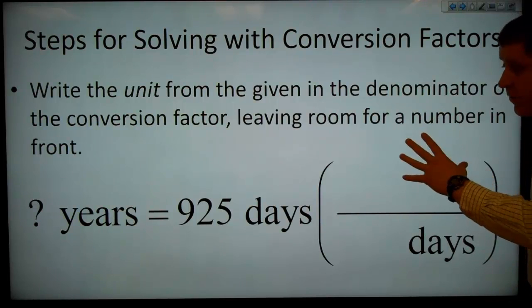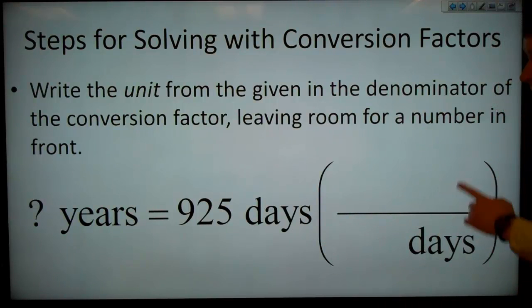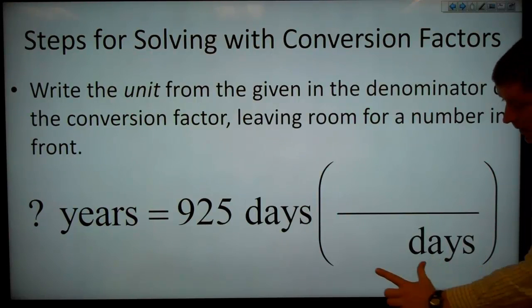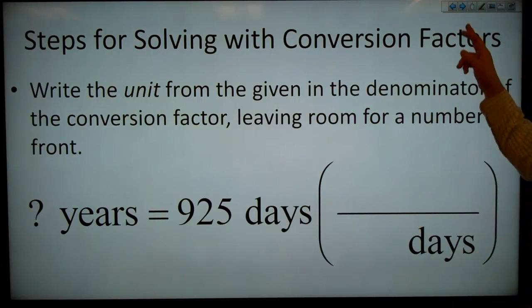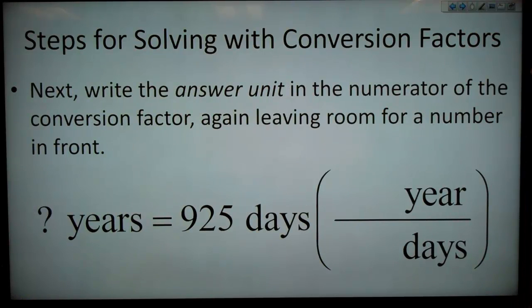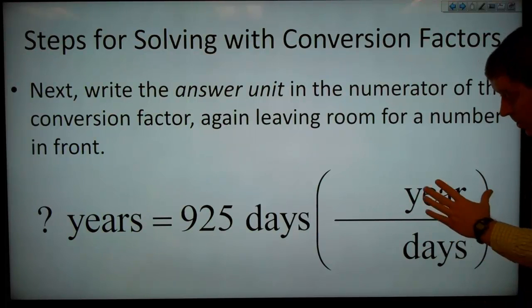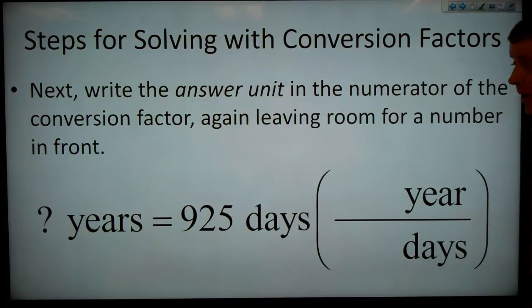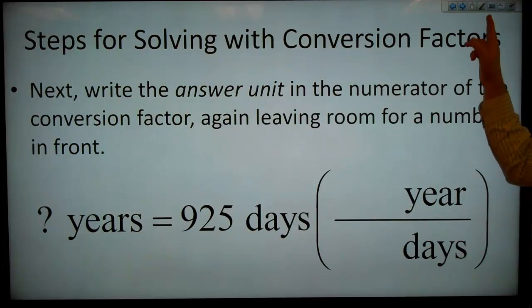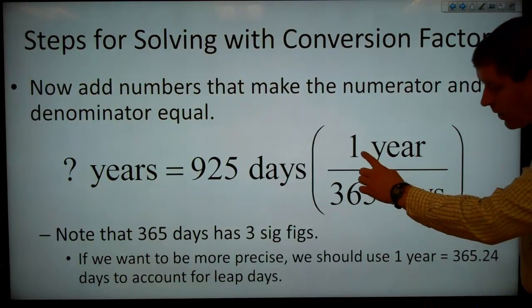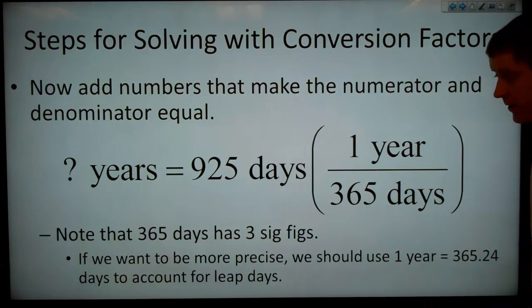So now we're going to write the unit from the given, the days, in the denominator of our conversion factor. And again, we're going to leave a space to write a number in front of it. Now we're going to write our answer unit, the years that we have over on the left side of the equal sign, on top in the numerator, again leaving room for a number. And now we want to add numbers that make our numerator and denominator equal. So we know that 1 year is equal to 365 days, so we'll write in 1 and 365.